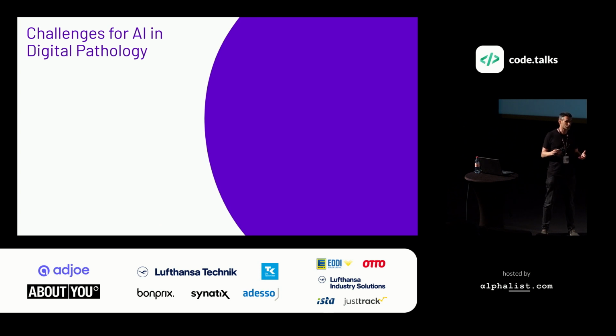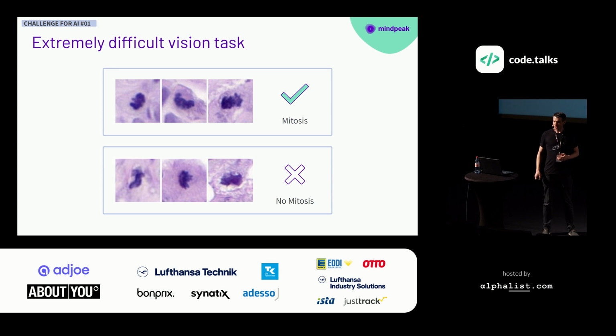But there are also a lot of challenges for AI in digital pathology. I assume most of you are not very familiar with pathology, or is anyone here a pathologist? Okay. So the first challenge: it's an extremely difficult vision task. If you look at this, for example, the upper row, these are what we call mitosis. If you still remember from your biology school, it's when a cell is dividing, then we call it mitosis. The cell is growing, it's duplicating.